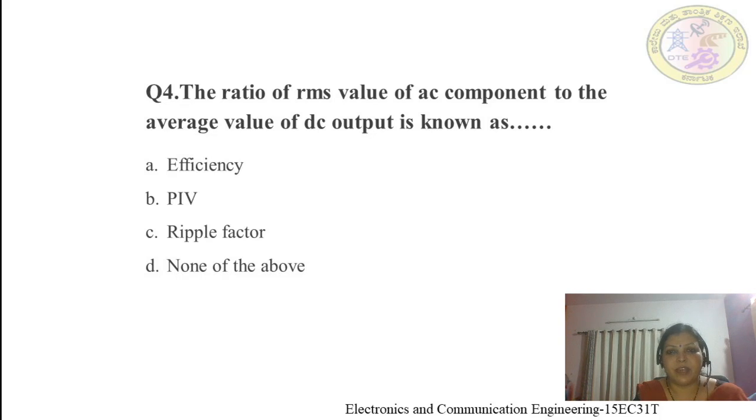Yes, RMS value of AC component to the average value of a DC output. By just seeing the terminologies in the question itself, we can make out it is the ripple factor. So the definition of ripple factor is nothing but the ratio of the RMS value of AC component to the average value of a DC output.